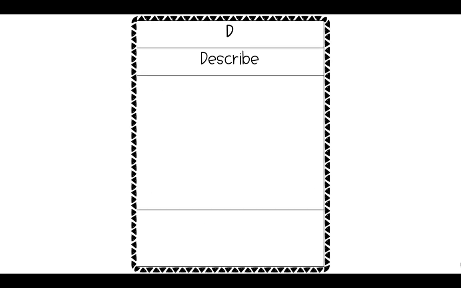The D is for describe. This uses the senses to paint a picture. You have your five senses, right? And the author appeals to those senses by describing how something looks and feels and tastes.